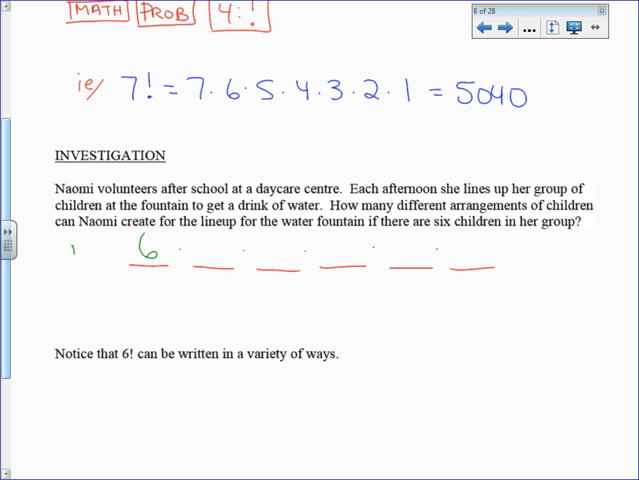Right? There's 6 ways of putting whoever's first at the fountain. Once that person's first, there's 5 left to choose from, then there's 4, then there's 3, then there's 2, then there's 1. So that would just be read as 6 factorial.